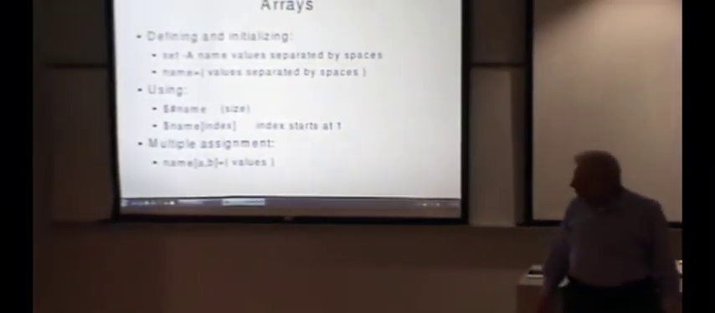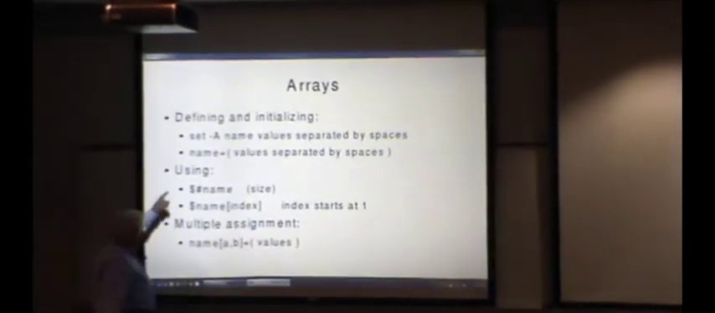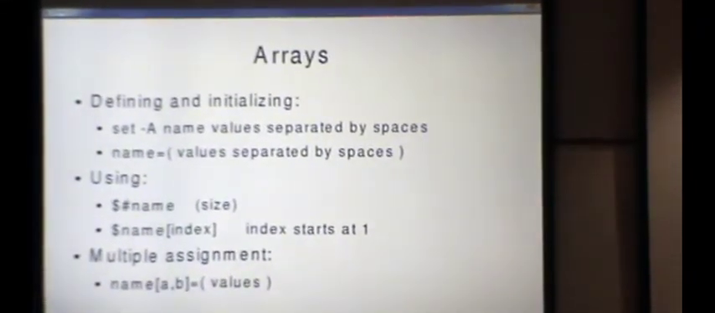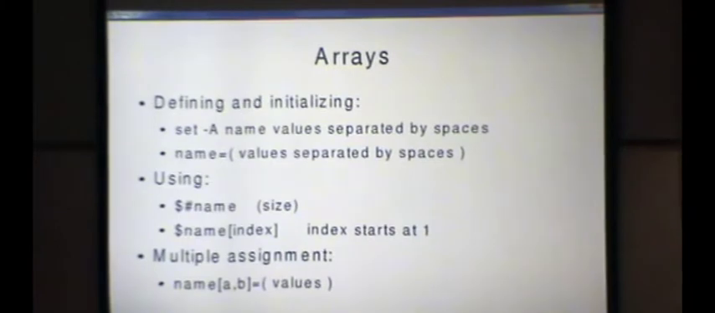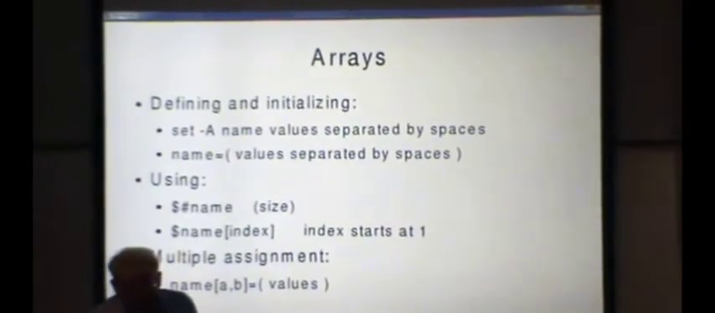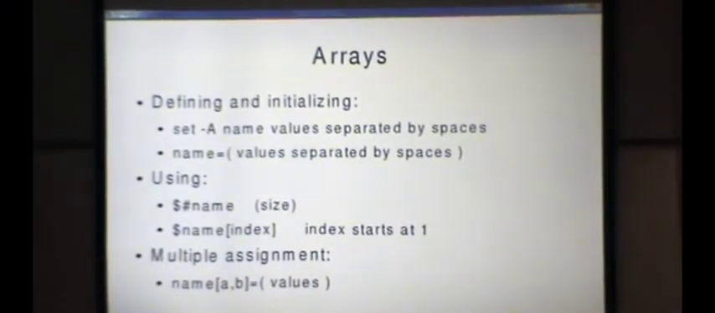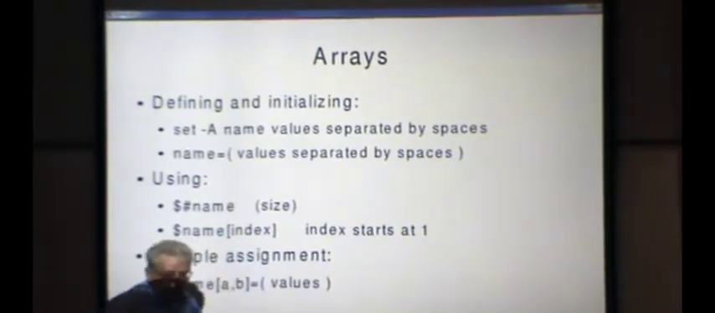Arrays. There are two syntaxes. One is older, the first one. The second one is newer. To set arrays. This works in ZSH. It does not work in Bash. Sorry, I'm bashing Bash. Sorry about that. The first one, set -a, name, and then a bunch of values, sets an array to those values. I can also go name equal open paren and then a bunch of values close paren.